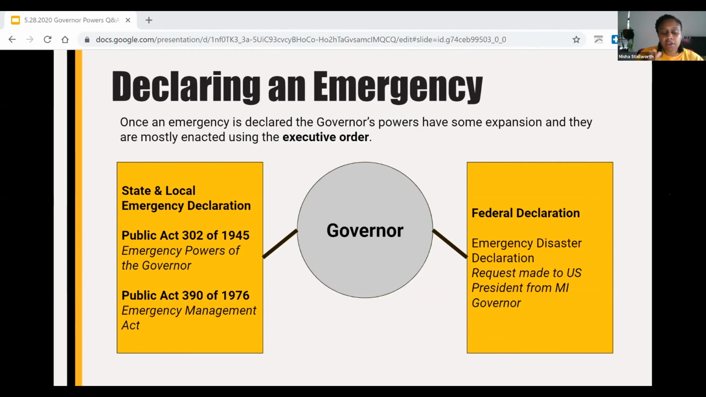And so the other connection to the governor in declaring an emergency is a federal declaration. So the governor can request a federal declaration from the president, and if the president approves it or responds favorably, right, then that has some other connections to what happens next.